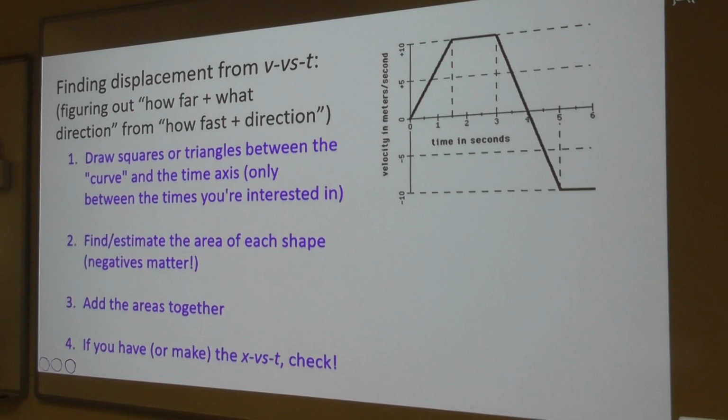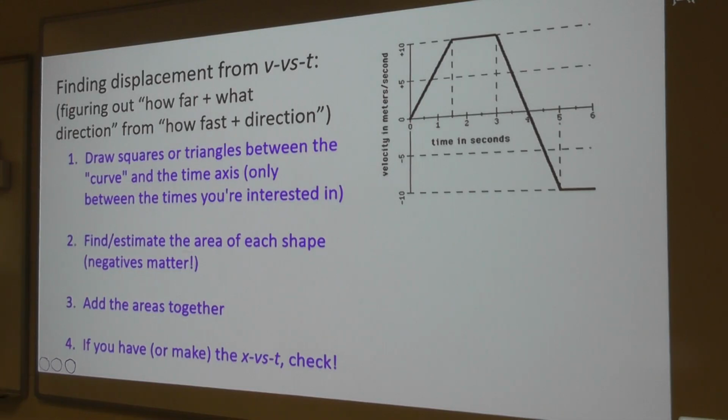Those geometric figures should be between the line, which is technically, even though these are all straight lines, we call it a curve because it's mathematical. You draw a shape between the curve and the x-axis. If you're interested in the entire period of time shown by the graph, then you do that everywhere. If you're only interested in part of the time period, how far did it move from 4 seconds to 6 seconds, then you only need to draw those shapes between 4 and 6 seconds.